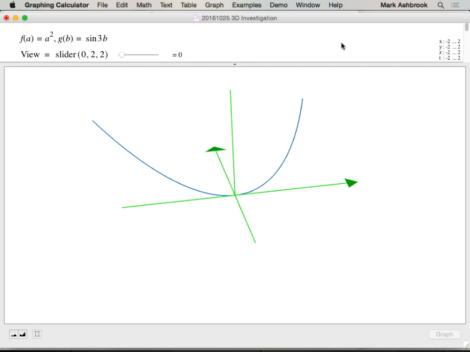Okay, so I have these two functions defined in GC, f and g, and then I'm showing a graph here. So what am I displaying here relative to the functions f and g? What's that? Okay, so what about relative to the functions f and g? What am I displaying relative to the functions?